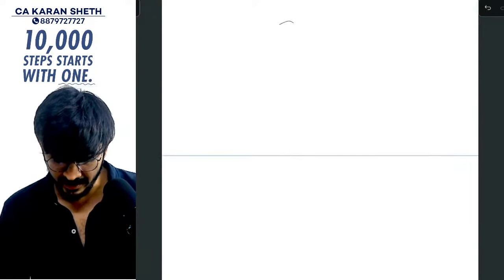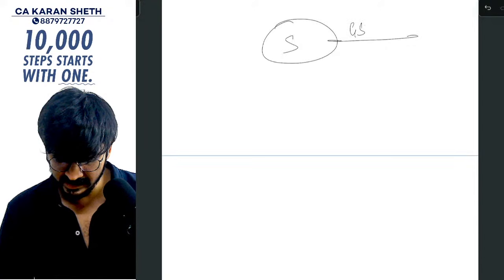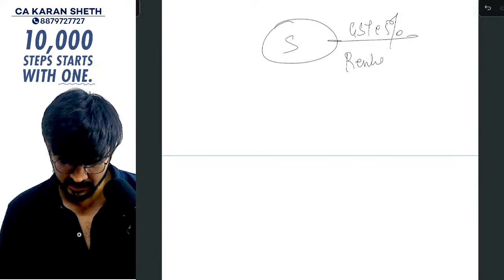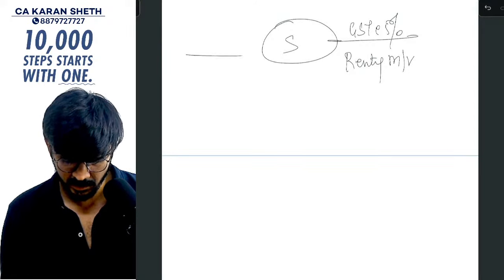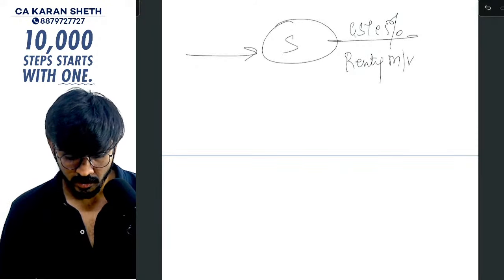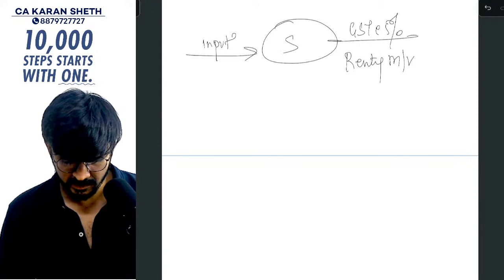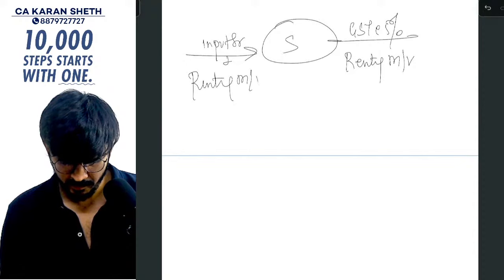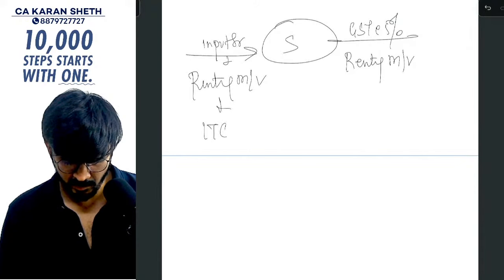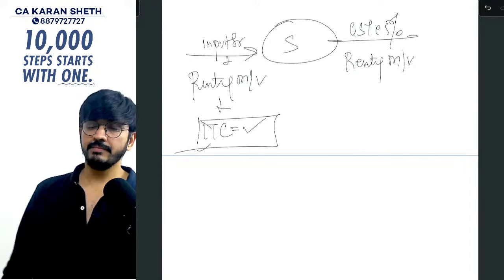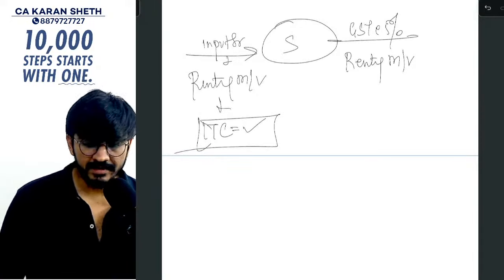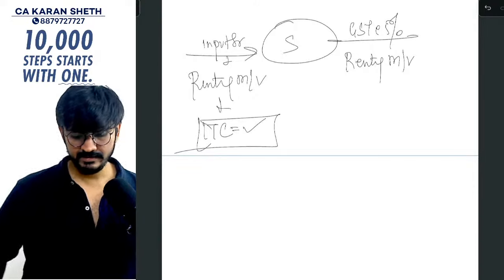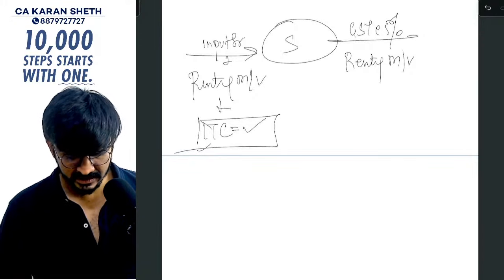So if this supplier who's charging GST at the rate 5% by way of giving renting service of motor vehicle is also taking input service of renting of motor vehicle, then in that case you get the ITC here. You will get the ITC.